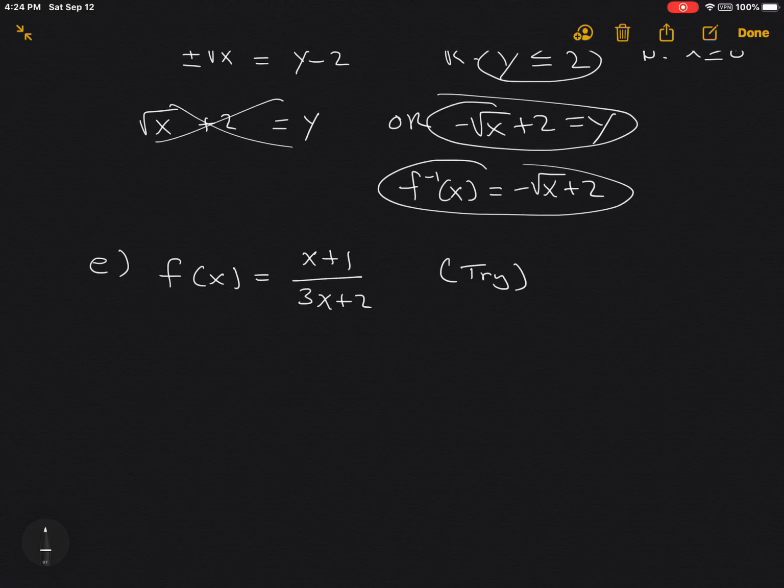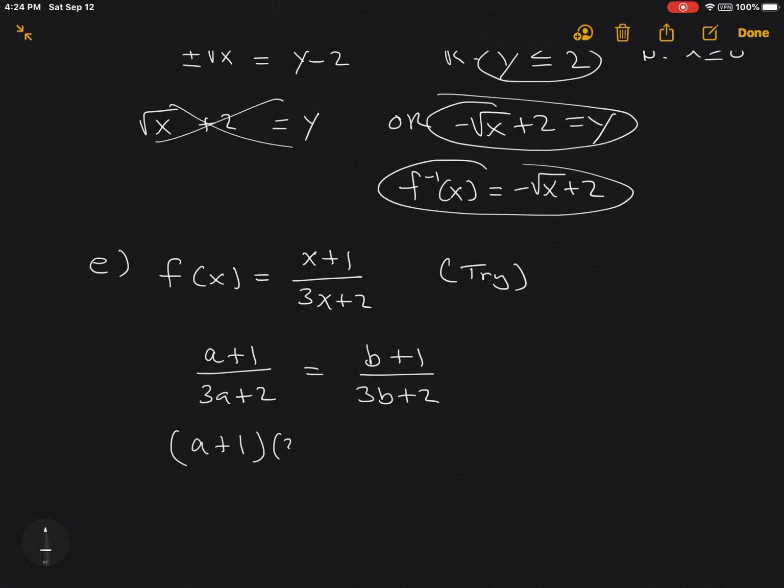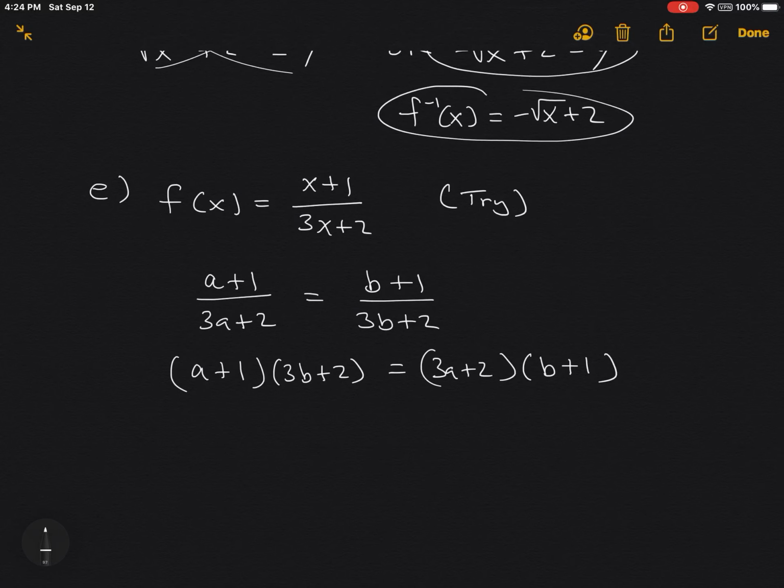Okay, so hopefully you had a chance to try. Again, to verify algebraically, plug in a, f of a. You're going to get a plus 1 over 3a plus 2 is equal to f of b, b plus 1 over 3b plus 2. All right, so for a problem like this, you can do a little cross multiplication. So let's do that right here. A plus 1 times 3b plus 2 is equal to 3a plus 2 multiplied by b plus 1.